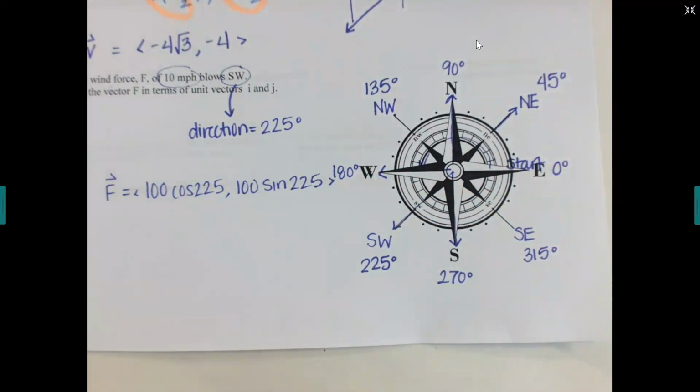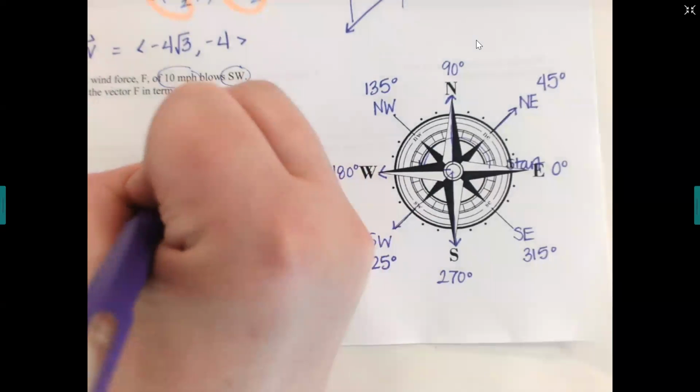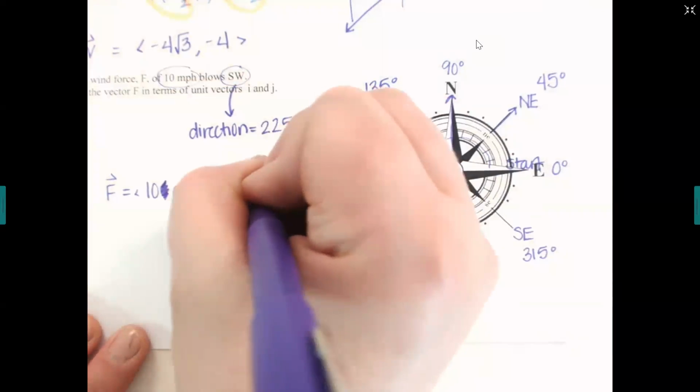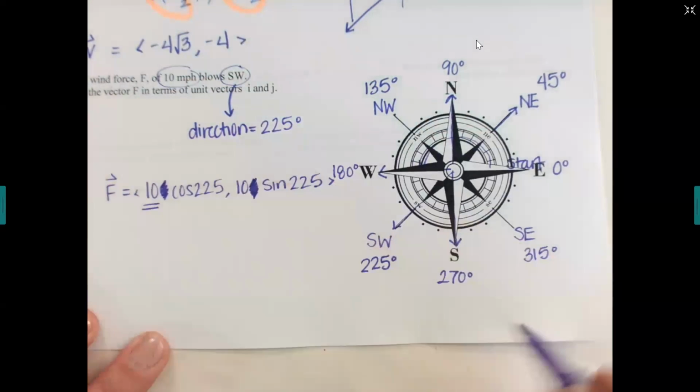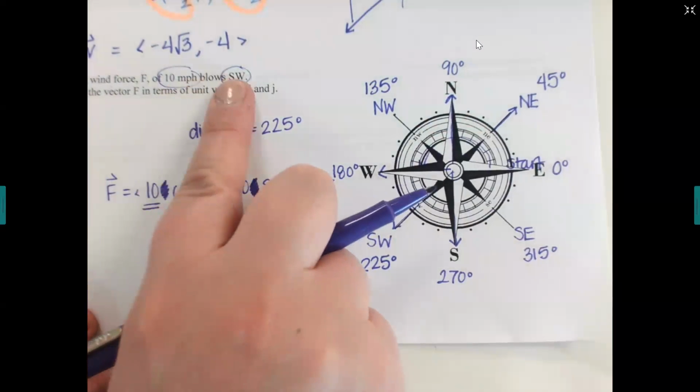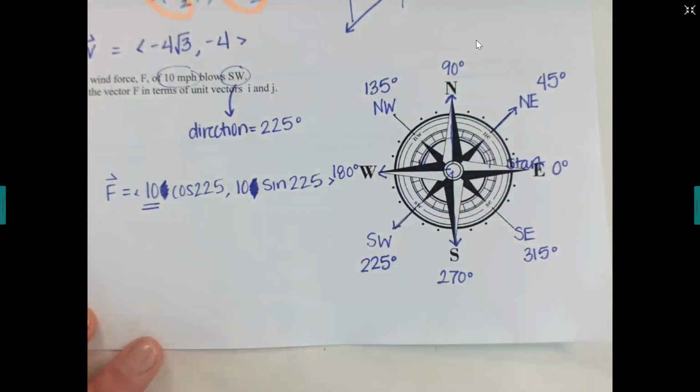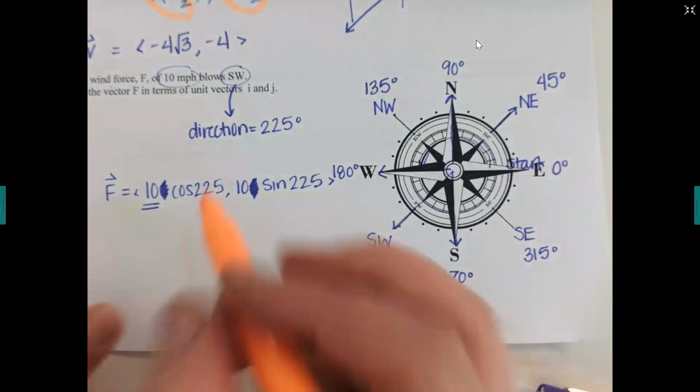Yes, ma'am? Oh, sorry. Yes, it is. I put 100, sorry. Yes, you're right. Okay, so the first number is going to be the length of the vector, which was 10. And then the second number is 225. Okay, then from there, you're just going to look at your unit circle and then plug in these values.